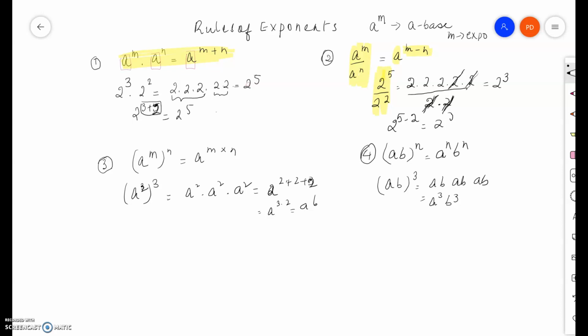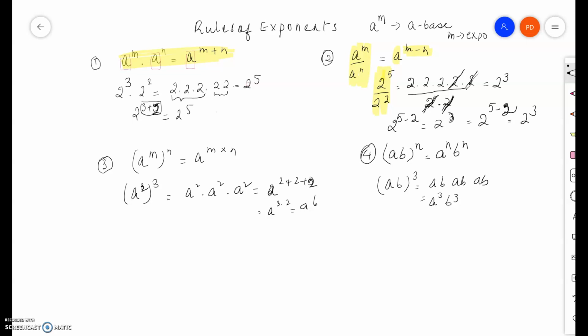So out of the 5 2's that were multiplied together, 2 of them got cancelled and we are left with 3. In other words, we can get this just by going 2 to the 5 in the numerator minus the 2 that get cancelled because that's a 2 squared. And that's how we get the 2 cubed.